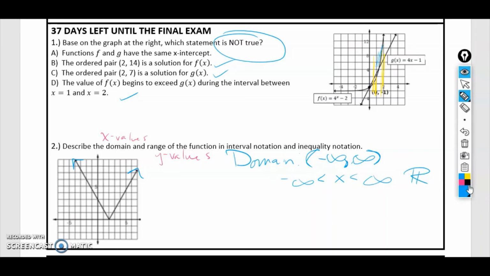For range, for our y values, how low does it go to how high does it go? Well, we're just looking at the y values. The lowest y value for this graph is 0, and it does stop there, so it's inclusive. All the way up, and it keeps on going forever because the arrows are pointing up, so 0 to infinity, and you can't reach infinity, so parentheses. And since it's for y values, y has to be greater than or equal to 0. Or you can write y is greater than or equal to 0 this way as well.